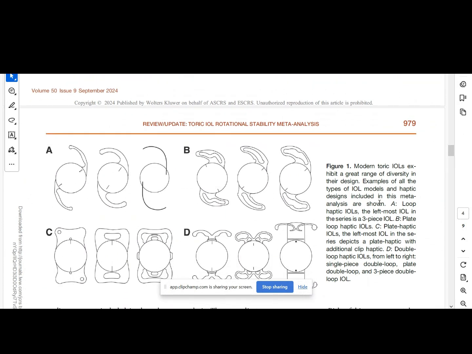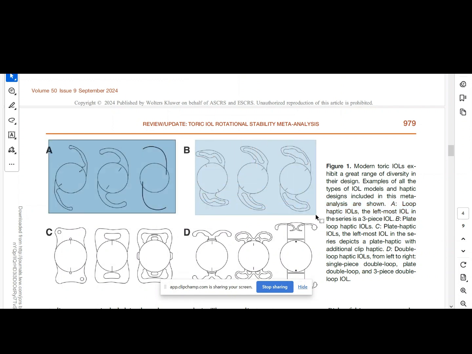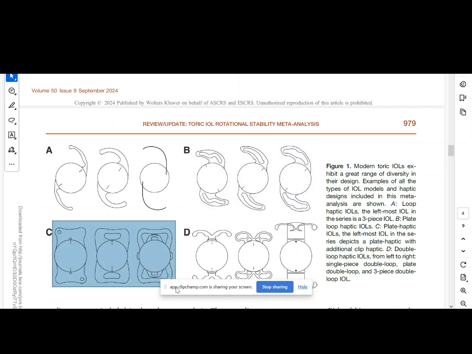Group A belongs to the loop haptics, the loop haptics over here. So you could also say open loop haptic IOLs. Group B is the plate loop haptic IOLs. So they have an open loop, but they have a plate shape, right? Group C is categorized as the traditional plate haptic IOLs. And group D is the double loop haptic IOLs. So they have loops, but they have double loop haptics.